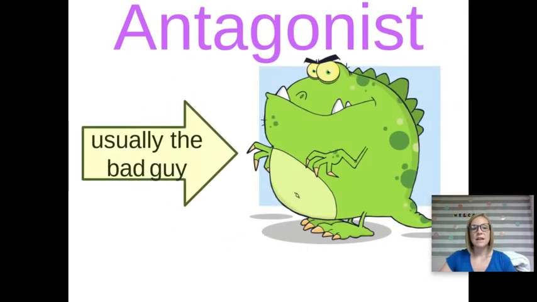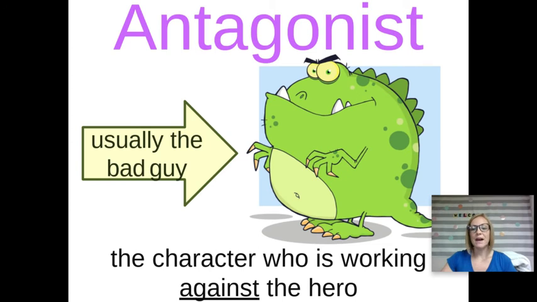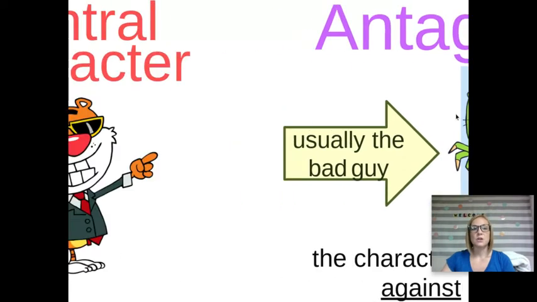Then we have your antagonist, which is the opposite. It's usually the bad guy or the villain. It's usually the character who is working against the hero in the story. Now, this doesn't necessarily always have to be an actual person. This could be a sickness. This could be like a tornado, something along those lines that's going against the main character.